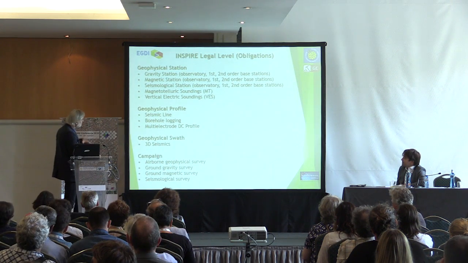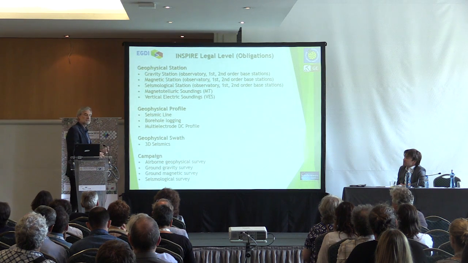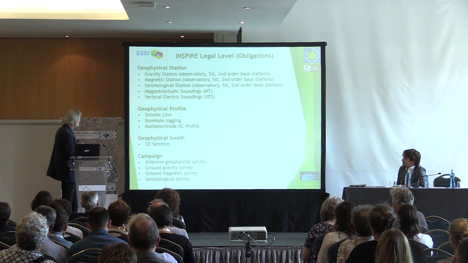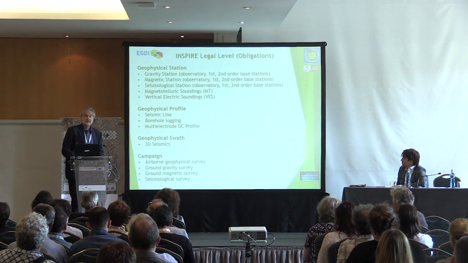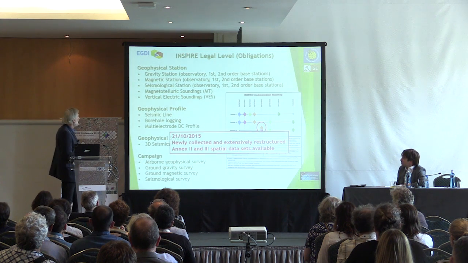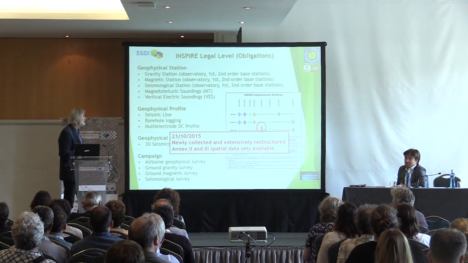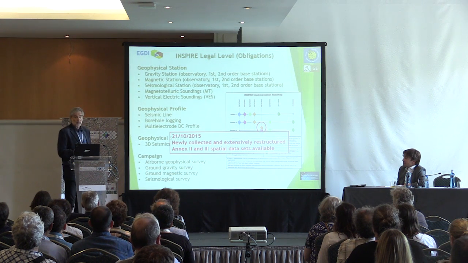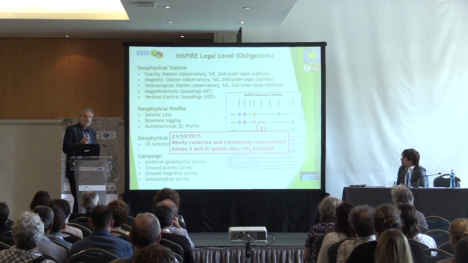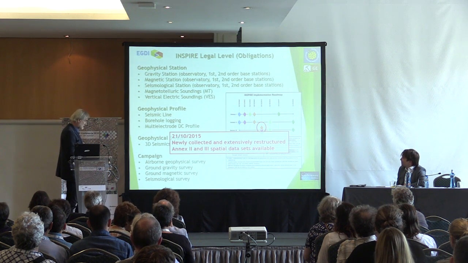If we want to provide data about geophysical surveys, then we can use the airborne, ground gravity, ground magnetic, and seismological survey feature types or subtypes. Of course, there is a deadline for all this, and the bad news is that it expired one year ago. So it's time to start to do something.